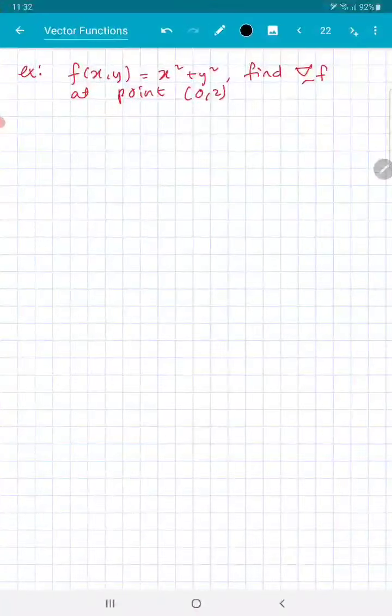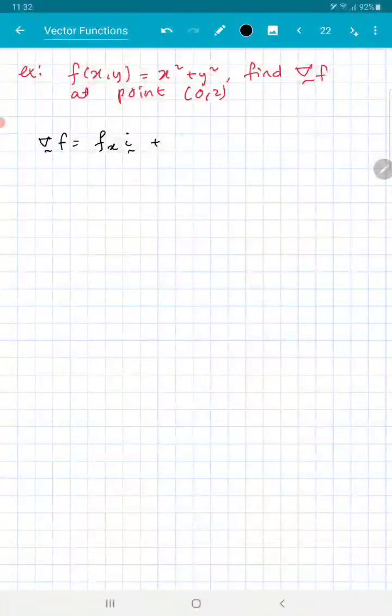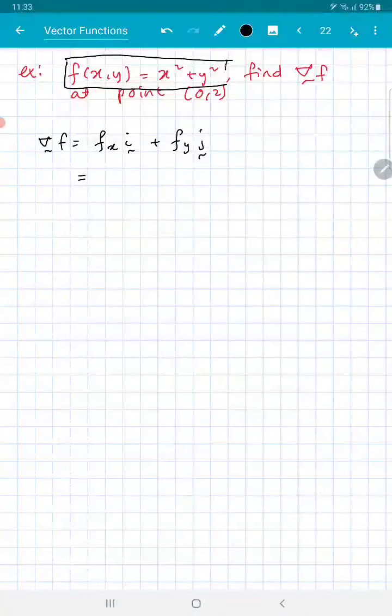In item 1, we're given a scalar function f(x, y) equals x squared plus y squared, and we are asked to find del f, or the gradient of f. So from the formula before, the gradient of f will give you a vector where the x component is partial f partial x, and the y component is partial f partial y. Okay, so this is our function f. Alright, so let's find the x component. So what you do is you differentiate f with respect to x. So that will give you 2x.